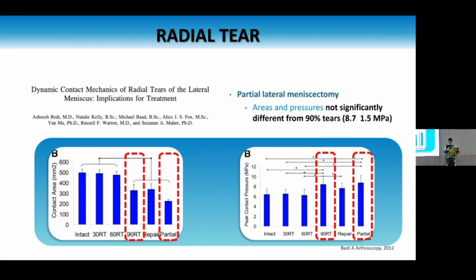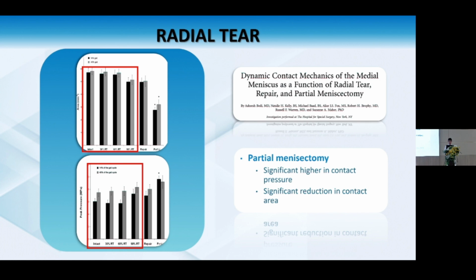Another study, also from Bedi, but on medial meniscus radial tears, showed that even a 90% radial tear did not change the contact pressure compared to low-grade tears, like 60% or 40%. But partial meniscectomy changed this biomechanics. So this shows the importance of the remaining 10% of peripheral tissue that you should keep.